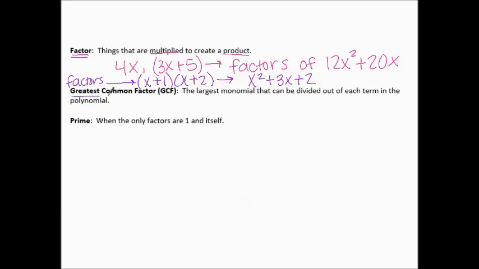When we look at the greatest common factor, we may shorten this and use GCF to talk about the greatest common factor. It's the largest monomial. Remember, that's one term. That can be divided out of each term in the polynomial. Remember, that is multiple terms. And a product can be prime when the only factors are 1 and itself. So if we can only divide something by 1 and itself, we consider it prime.